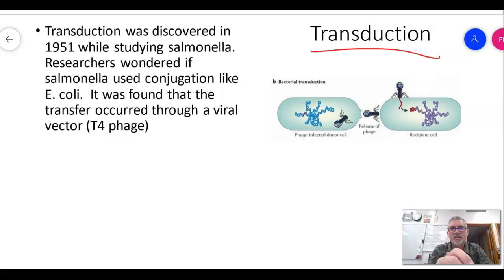But they studied it, and they were trying to figure out how these plasmids and this DNA got transferred between salmonellas. And they found that it was through a phage vector. Remember, viruses of bacteria are bacteriophages. So DNA that's transferred through a phage is called transduction.